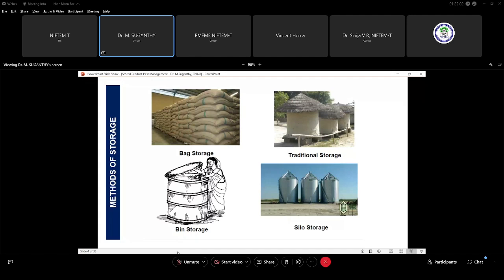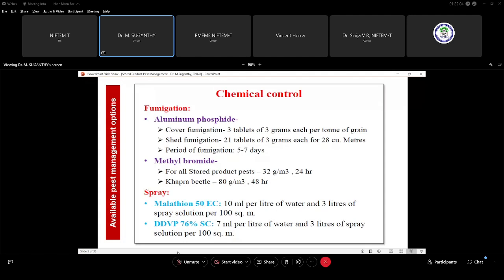Bag storage, traditional storage, bin storage and silo storage, of which most of us follow bag storage. So the available pest management option in front of us now is chemical control. There are two ways of chemical control: one is fumigation, another one is spray. Under fumigation, we have two chemicals: one is aluminium phosphide, another one is methyl bromide.